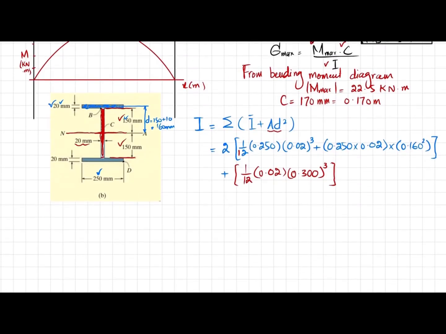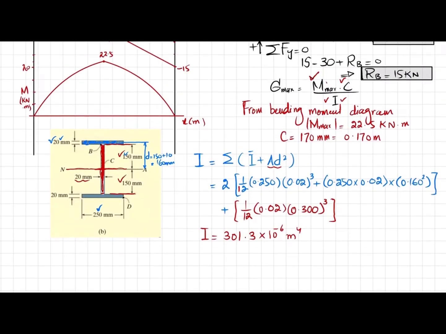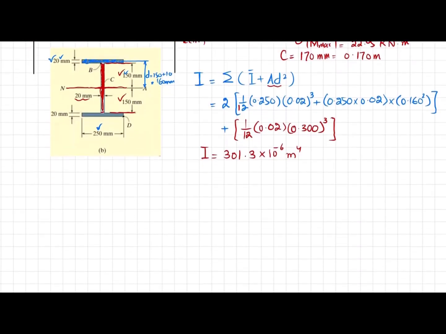So when you calculate all these values, you will get I in terms of meter as 301.3 into 10 raised to power minus 6 meter power 4. Now you have I as well, you have the maximum bending moment, and you have C as well. So you can put it in this formula and you will get the maximum bending stress. You will write maximum bending stress is equal to maximum bending moment into C divided by I.